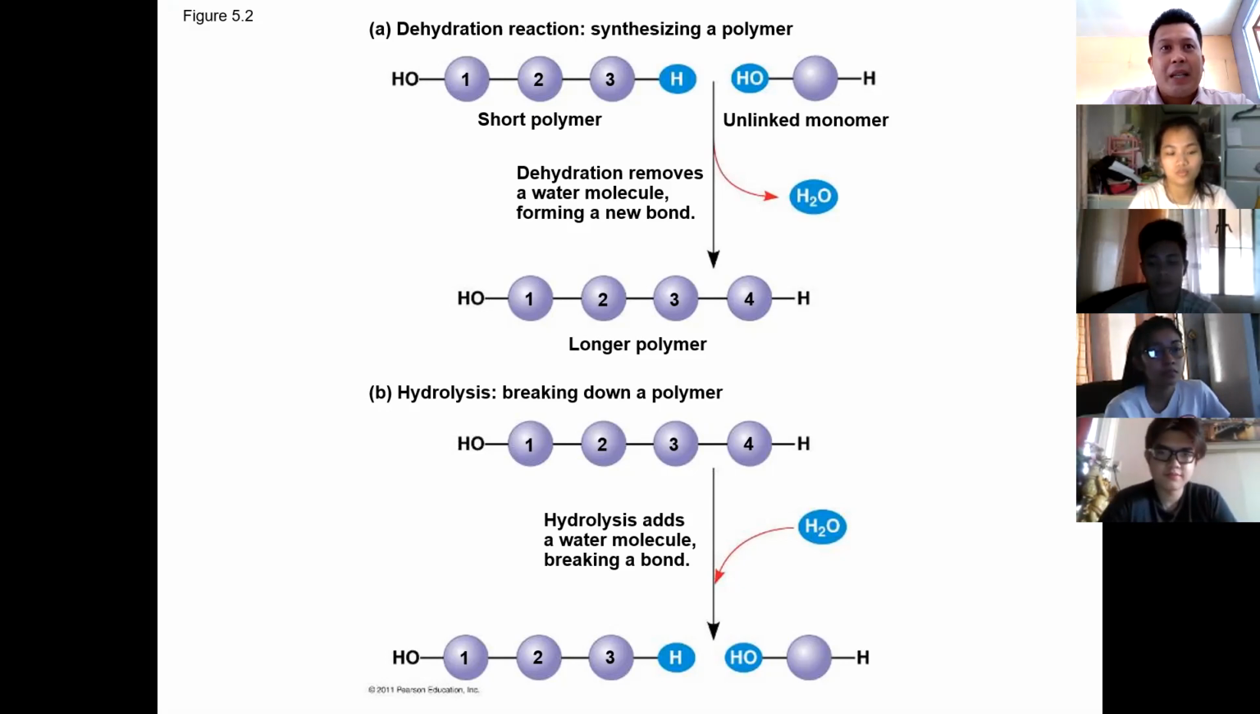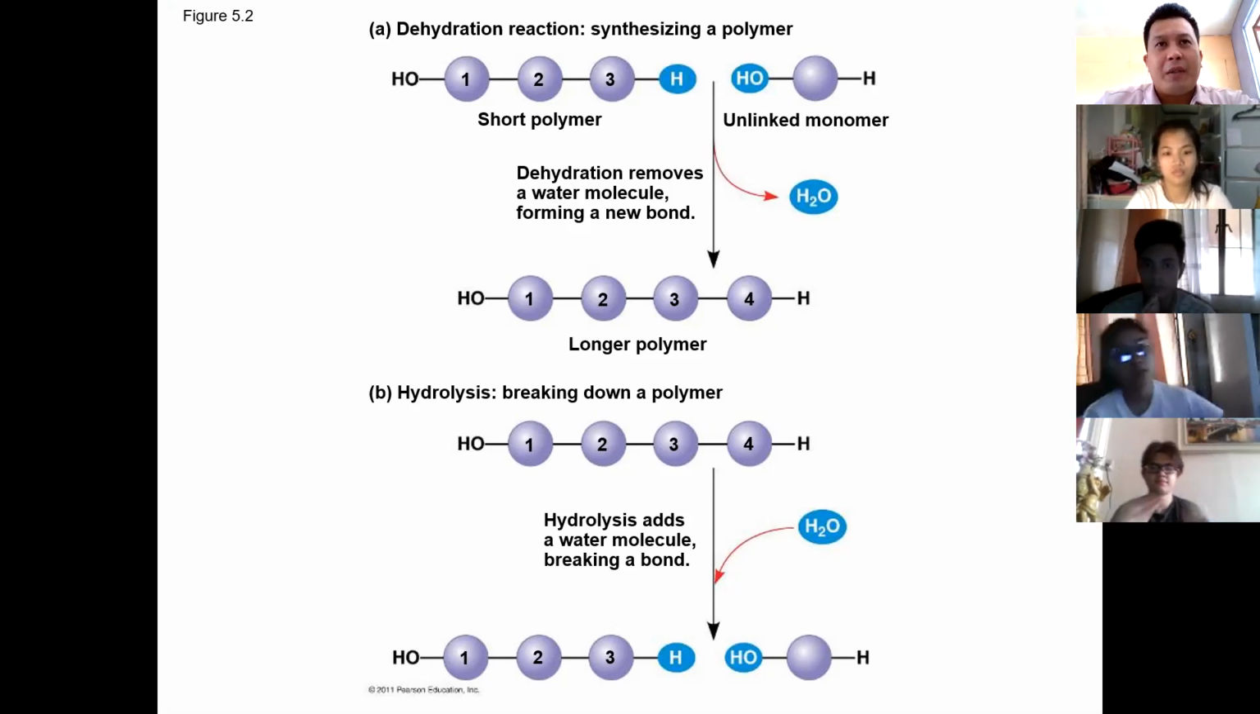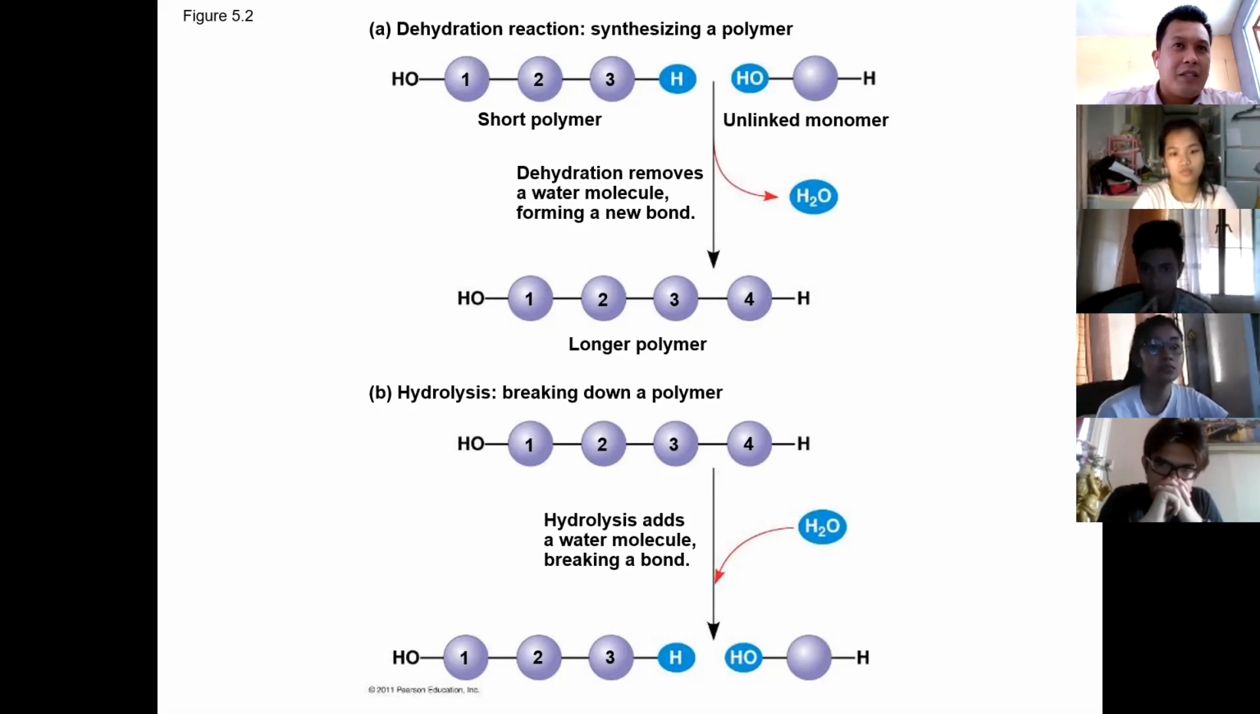So from the long polymer, it is now adding a water molecule to break the bond, thus removing the linkage between the third and the fourth carbon, which will end up with an alcohol, right? The one on the right, and the one on the left is also another alcohol, which is OH on its ends. The one, two, three, and four are the carbon chain.